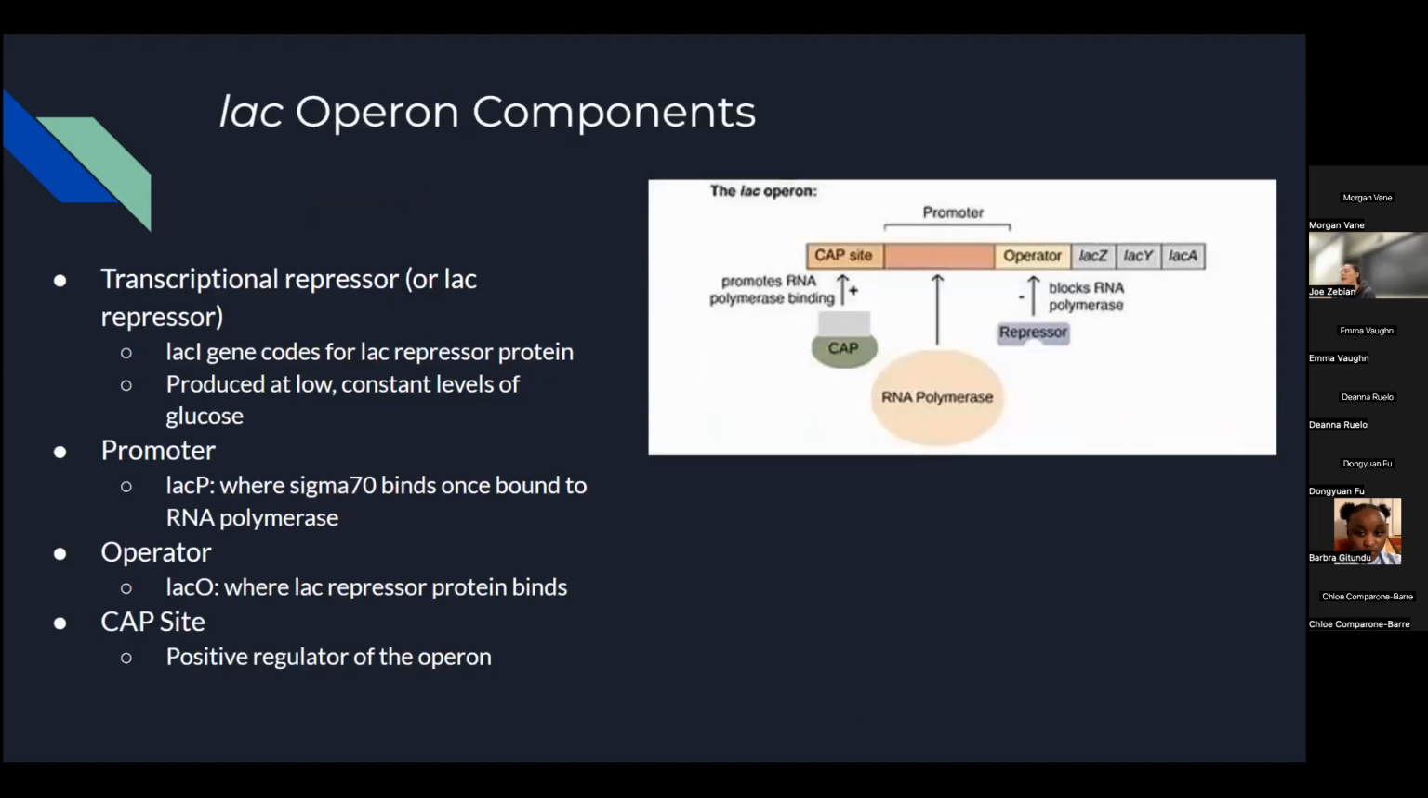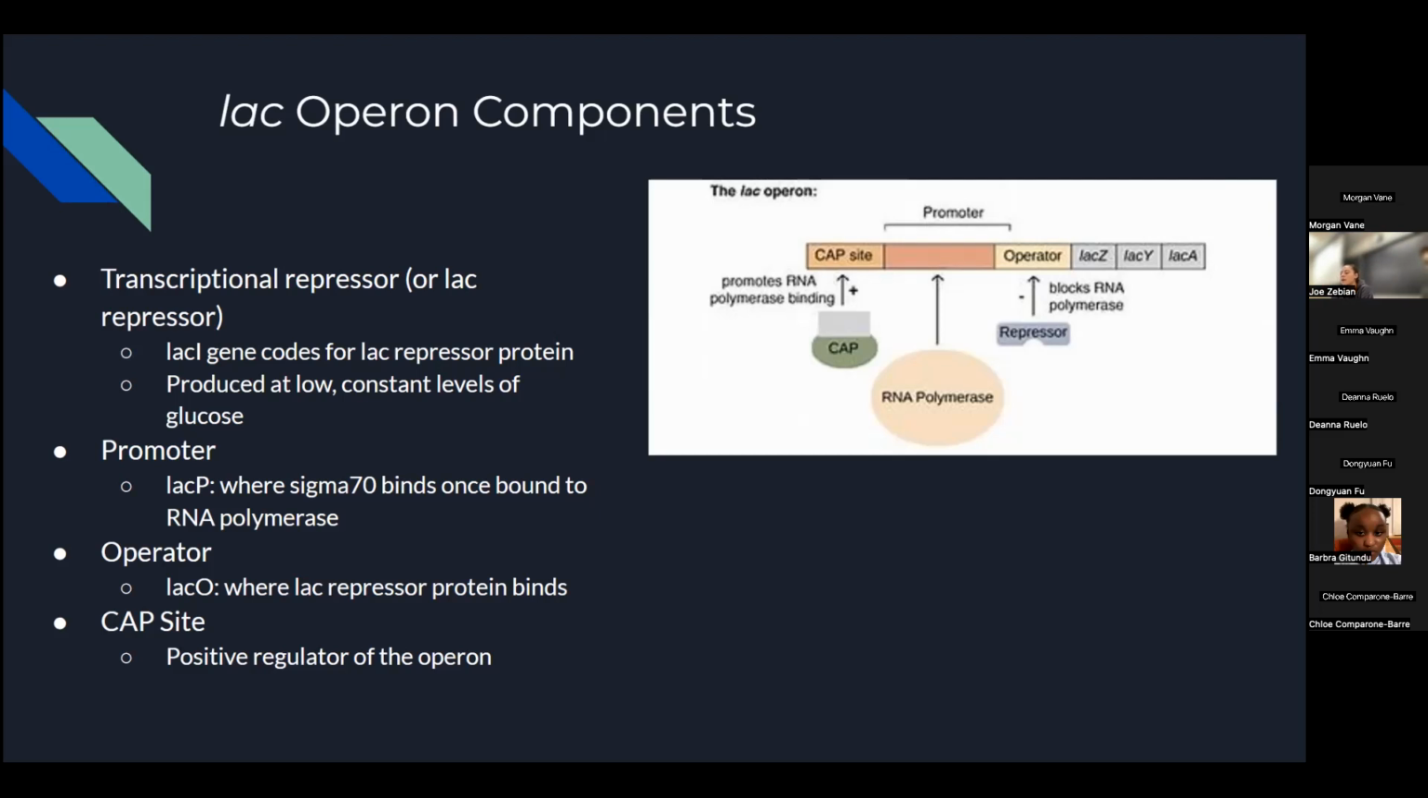So the lac operon components. You can have the LAC-I repressor, which is a protein coded for by the lac operon. This is a transcriptional repressor. It codes for the LAC repressor protein, and it's produced at low constant levels of glucose. And then we have the promoter, which is LAC-P, and this is where sigma 70 binds once bound to RNA polymerase. So again, sigma 70 is going to bind to RNA polymerase, and then that holoenzyme is going to come down because this is in a prokaryote.